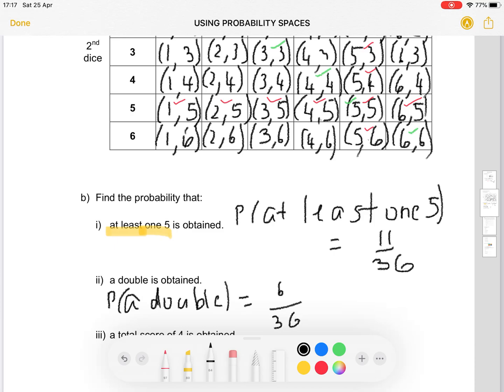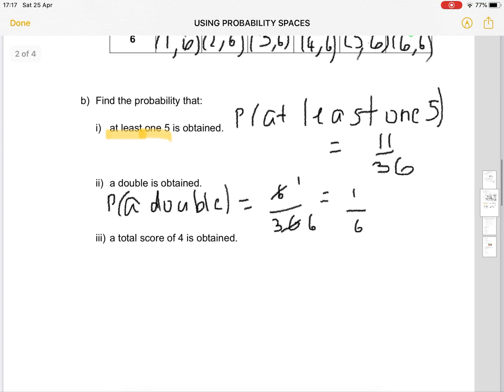Now, this can be simplified with 6. 6 into 6 goes 1, 6 into 36 goes 6. So the simplified answer is 1/6.